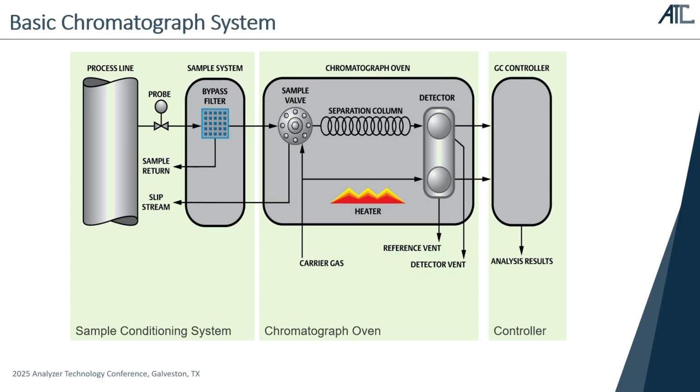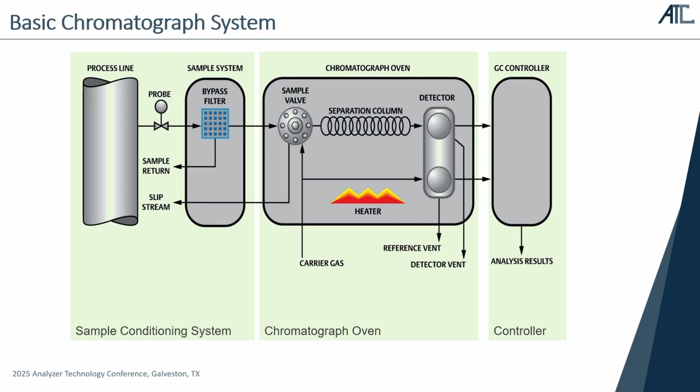So here I'm showing a very simple, basic chromatograph system. It has 3 parts from the left to the right. On the left, it's a simple conditioning system. Its function is to extract a representative sample from a process and then condition it. Conditioning means that it filters out the unwanted particles or the liquid mist, and adjusts the pressure and the flow rate of the sample to meet the requirement of the analyzer. Most gas analyzers love clean, dry sample, right? And also bypass the sample that's not injected.